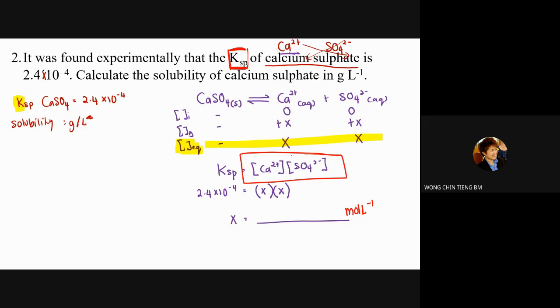Okay. Soalan tanya solubility tapi dalam gram per liter. What do you need? Cari molar mass. Okay. So kamu kena cari molar mass untuk siapa? Molar mass untuk garam yang kamu buat ice table tu. So molar mass of calcium sulfate, I saw you calculating. How much?